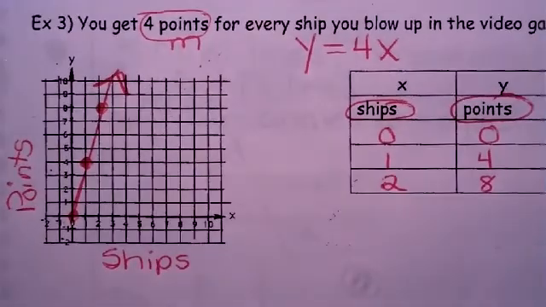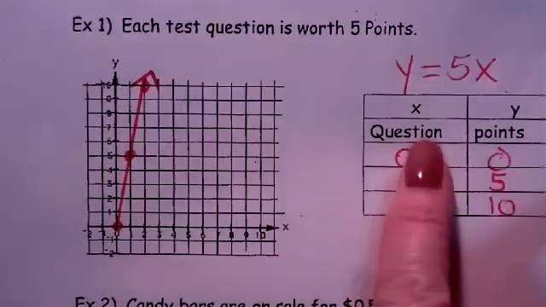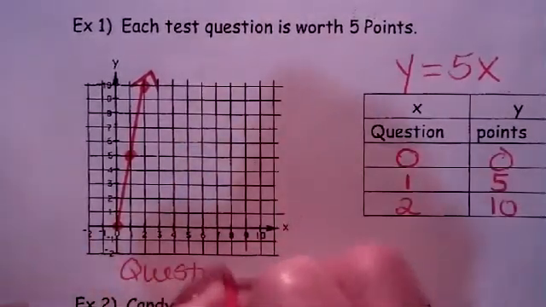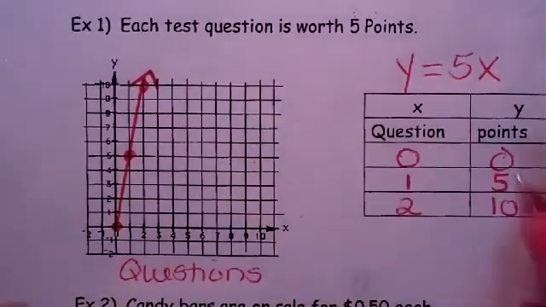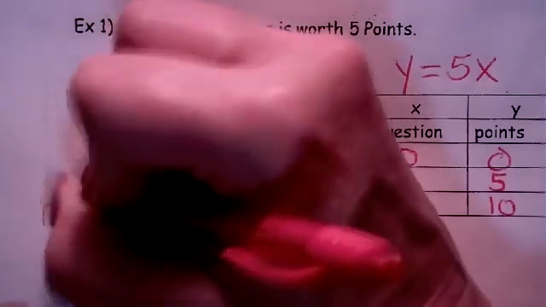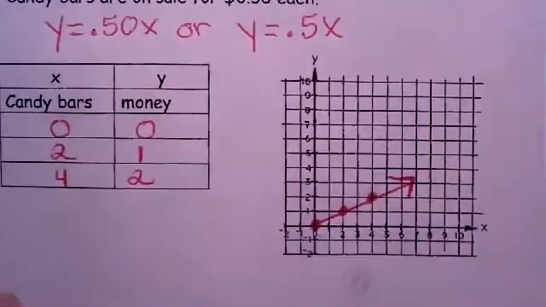Now, I'm going to take a deep breath, and I'm going to back up for just a second over here, and I'm going to do the same thing with number 1 and number 2. Number 1, what was my X? The number of questions, right? So let's write that down, questions. What was my Y? That was, again, my points. A lot of times people say grades instead of points. Okay? And number 2, let's put the labels on that one.